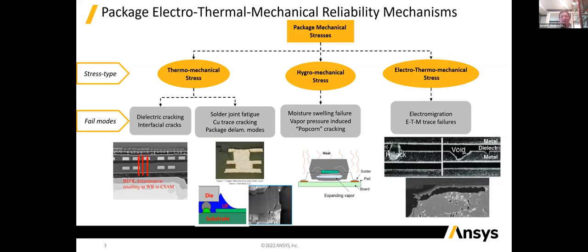The third failure is electrothermomechanical stress. This is due to the electrical current flowing through the TSV, C4 bump, micro bump, and solder joint, and there is a lot of current. When a lot of current flows through the wire, that will have a Joule heating induced temperature increase. And when the temperature increases, the leakage power also increases. That in turn increases the current going through the wires. Eventually, that will cause the void and the hillock in the electromigration phenomena.